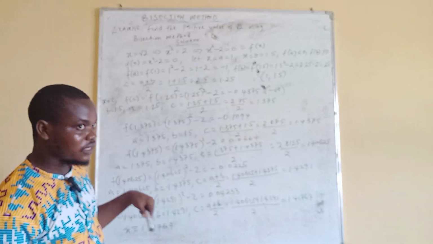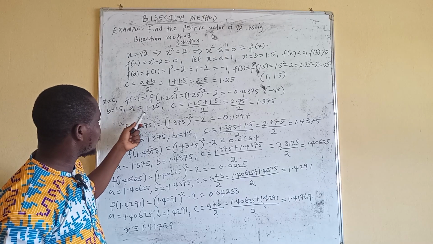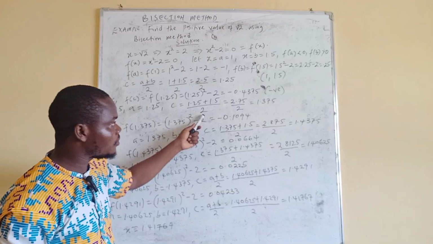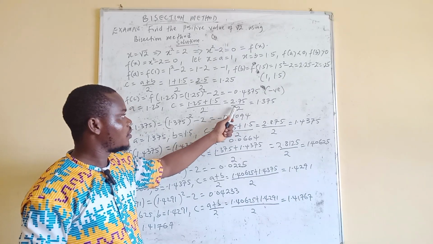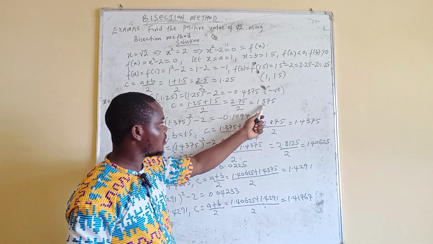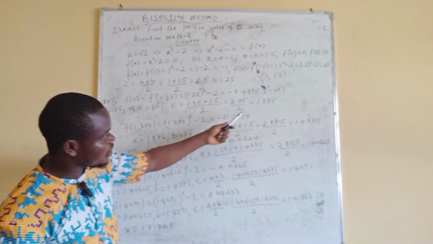We now go back to get another c again, which is the same as a plus b. Now, 1.25 plus 1.5 divided by 2 will give us 2.75 divided by 2. Now that's going to give us 1.375. So now the new c is 1.375.